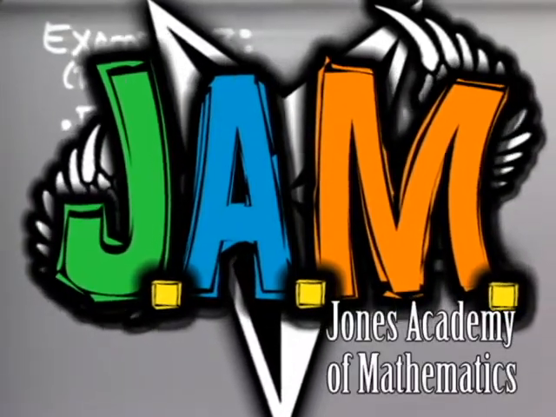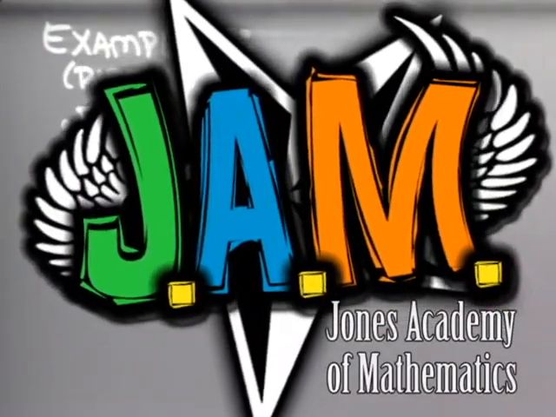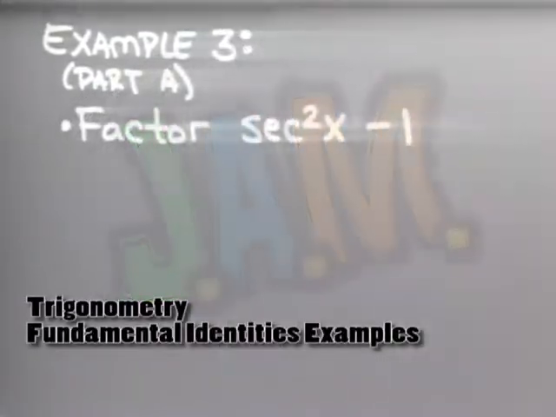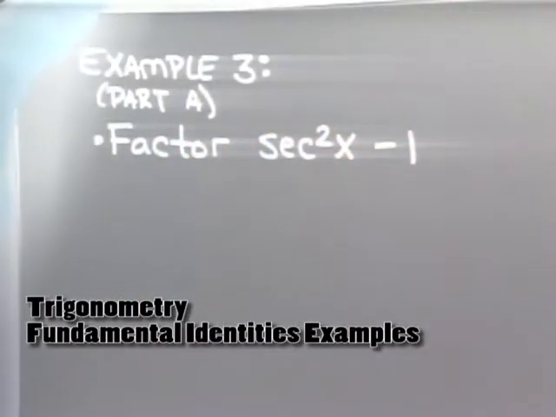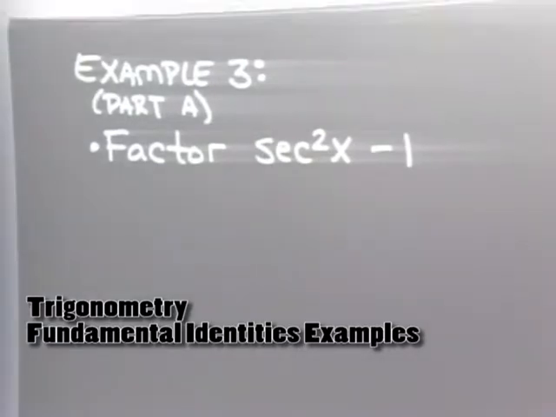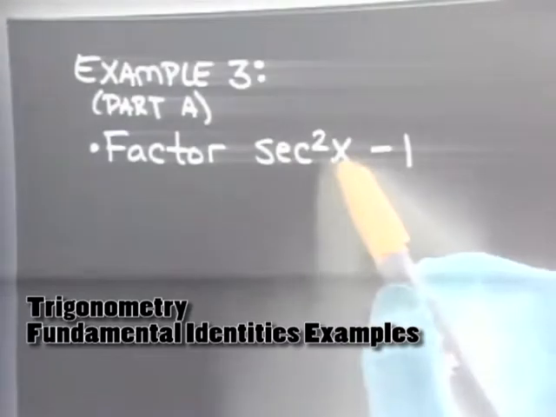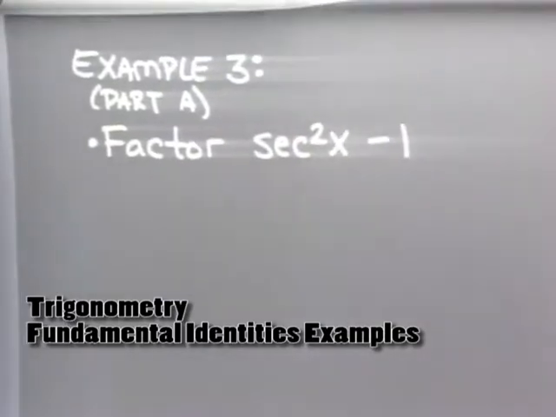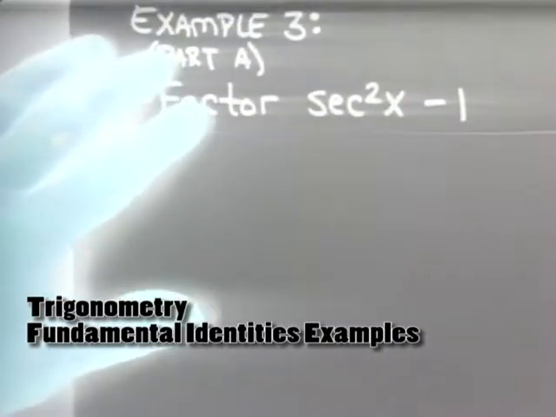All right, example number 3 is, it gets a little bit scary when you're looking at trig stuff and then you're asked to factor. I mean, it's hard enough to factor when you're just doing regular algebra. They ask you to factor secant squared x minus 1. So what I'm going to do is I'm going to make a side note. Heck, this is going to be a big side note. So I'm going to do it on another sheet of paper.